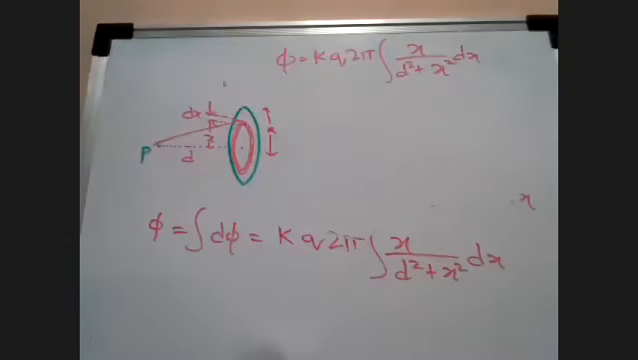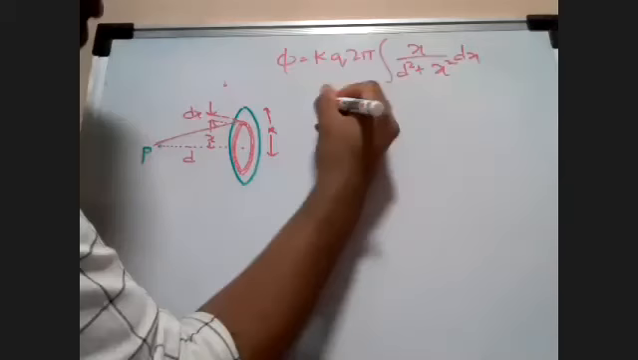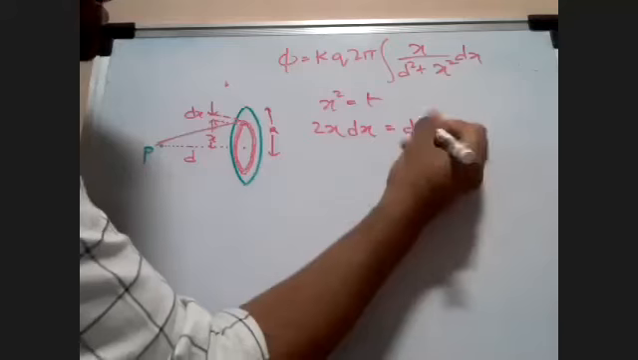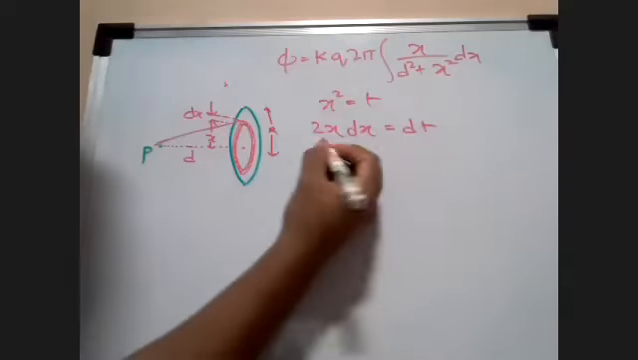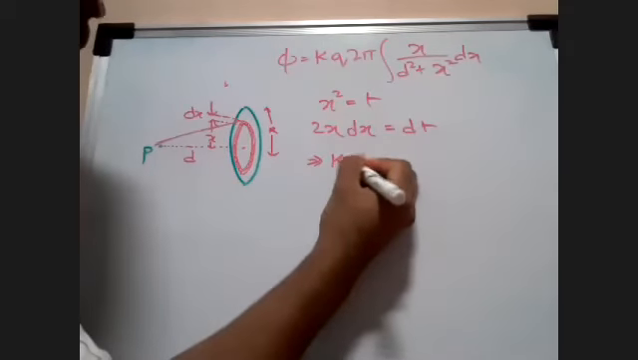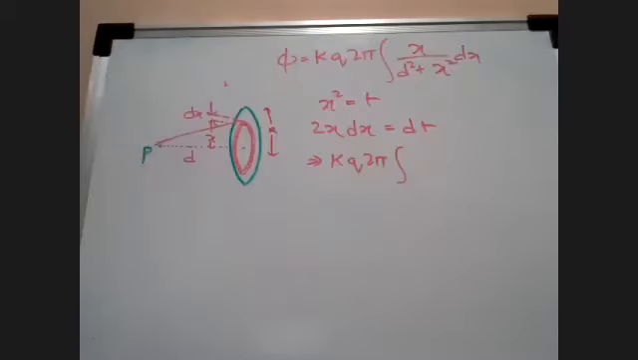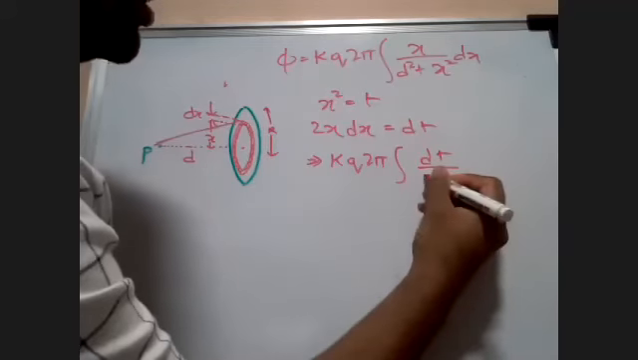I will take x square equal to t, then 2x dx will be equal to dt. So I will write that. What will I get here? K q 2 pi, integration of x dx, which is dt by 2. Okay, dt by 2.